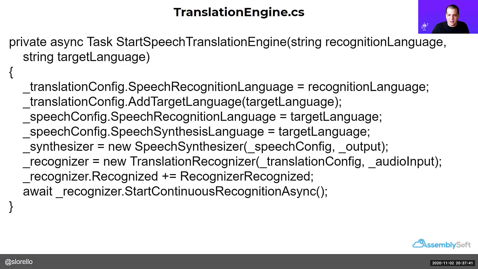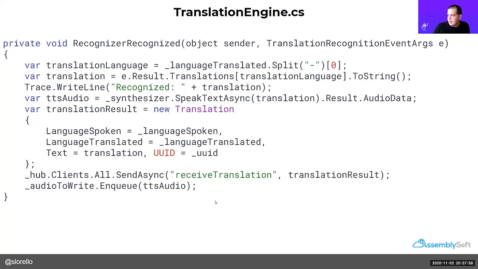It sets up a translation config and the speech synthesizer config. Registers this recognized event and actually kicks off the translation. And so this recognized event is what fires every time Azure detects speech or detects a translation event.